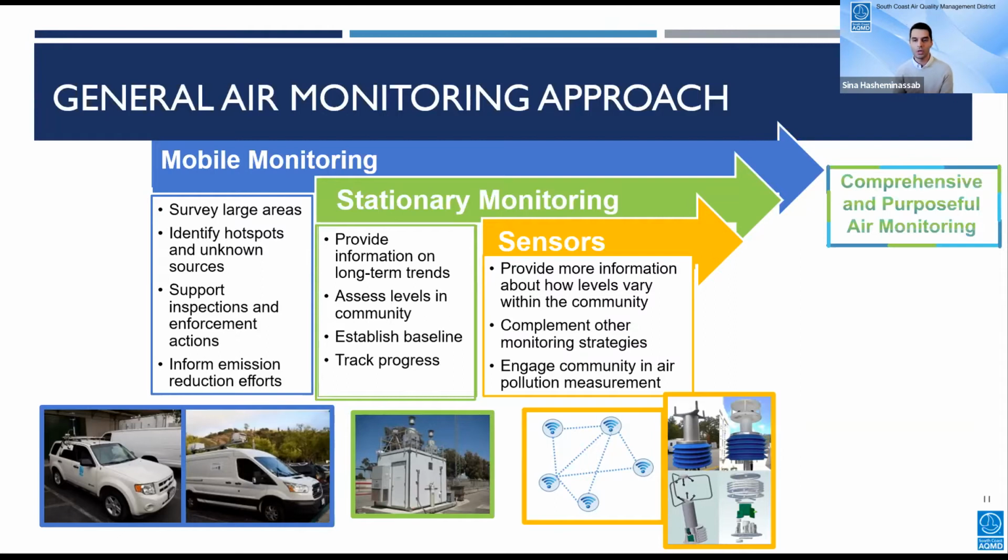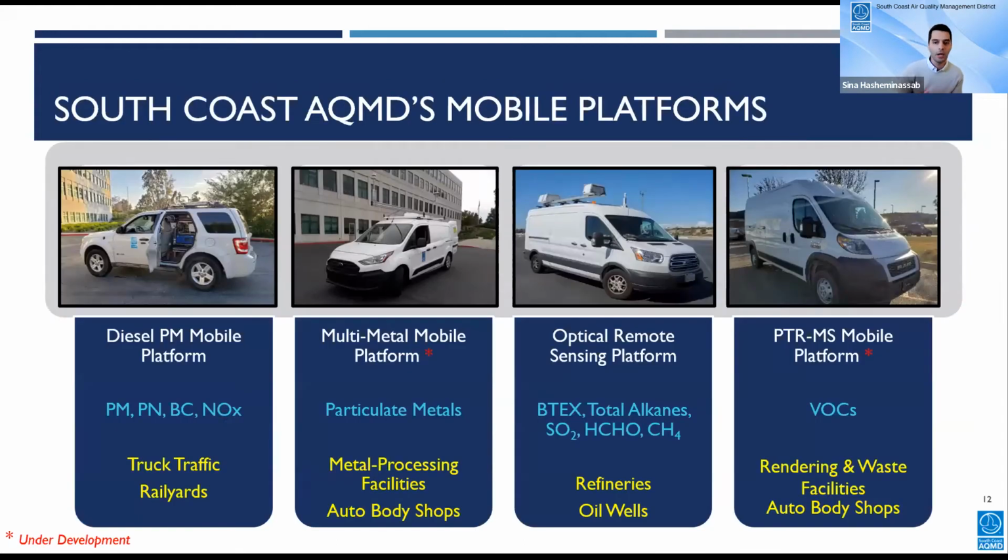We also use low-cost sensors to complement the other two strategies to gain a better understanding of the spatial variation of certain pollutants within the communities. Sensors are also great tools to engage community members in air pollution measurements. So for mobile air quality monitoring, we have a fleet of mobile platforms in-house. Each of these mobile platforms is equipped with certain types of instruments that can measure specific air pollutants and therefore address specific air quality concerns that have been identified by the community members.